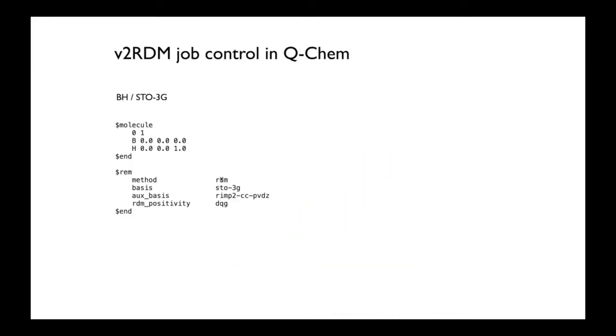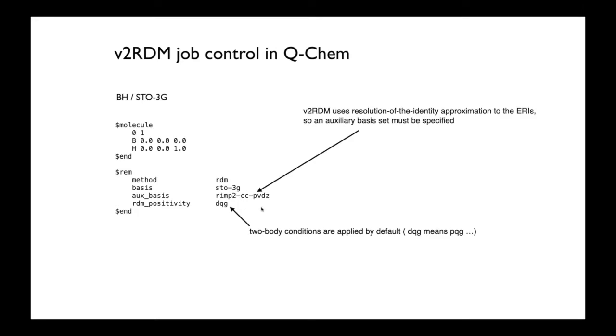Setting up an RDM job to do exactly what I just described is very simple. All you need to do is define a molecule group, charge, multiplicity, positions of atoms, and then in the REM group, the minimum number of parameters you need here are the RDM as the method. The basis should be STO-3G. And then there's two other things here that I should highlight in more detail.